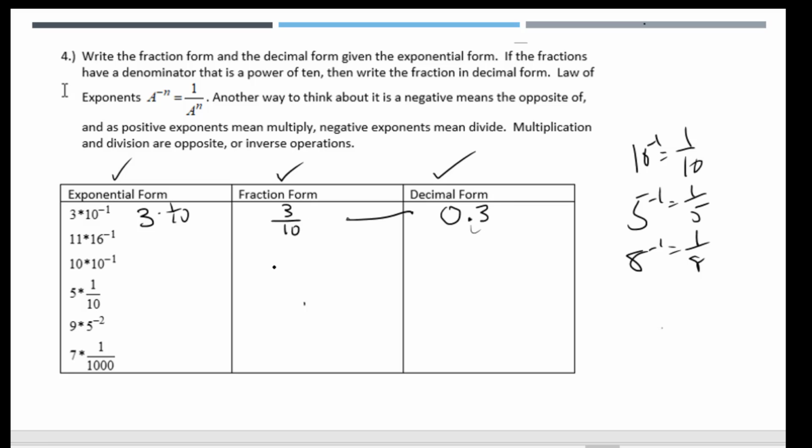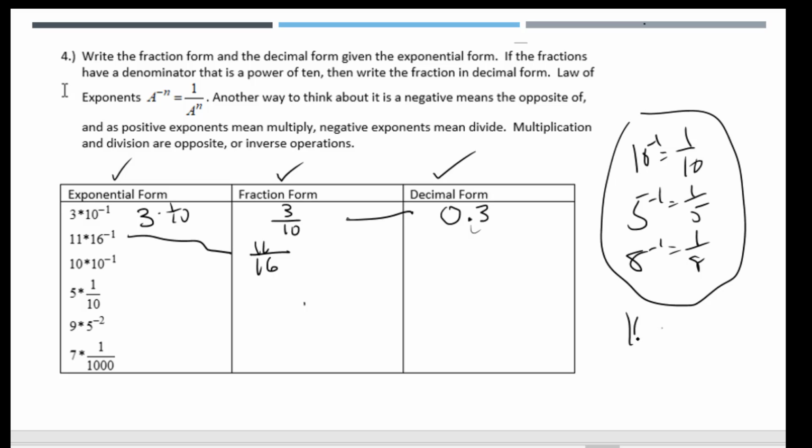11/16, that's going to be 16 to the negative 1 is over 16, right? So that's 11/16. Recall that from here, right? That follows the same pattern. 16 to the negative 1 is 1/16. So you have 11 of those.